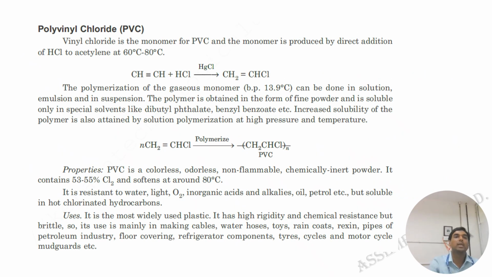Next one is polyvinyl chloride. You can easily prepare it from acetylene and hydrochloric acid with mercury chloride, and once you get the polymerization, you will get PVC. PVC is highly useful as plastic, for example PVC pipe. It has high rigidity and chemical resistance, and of course it is brittle in nature.